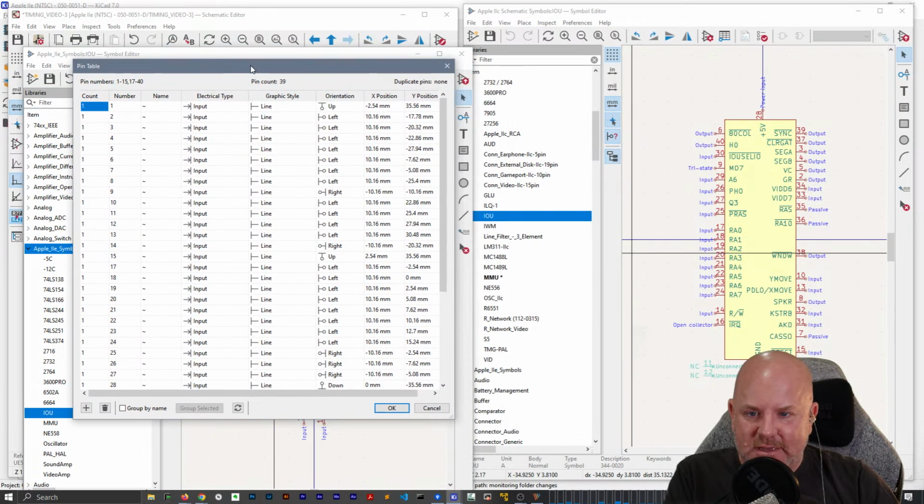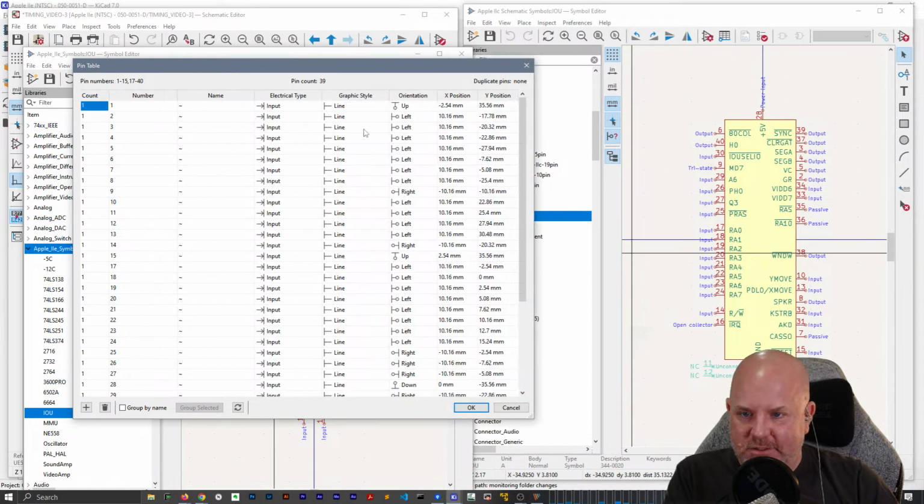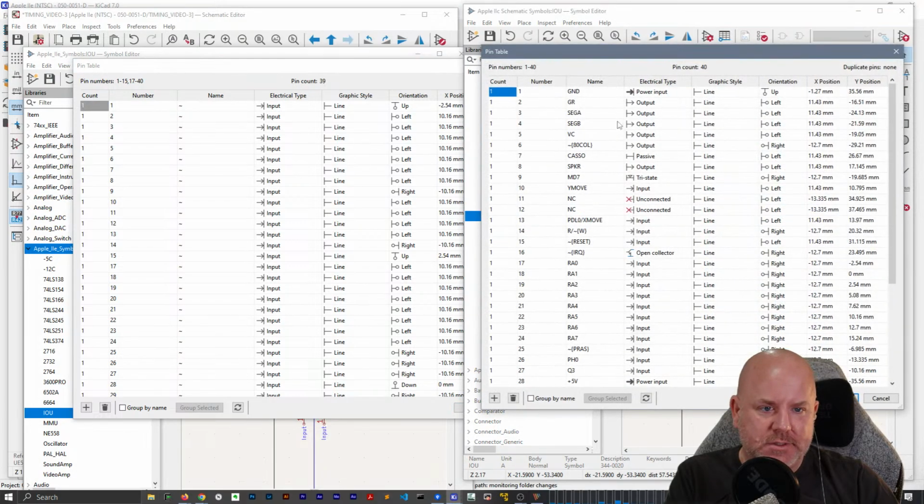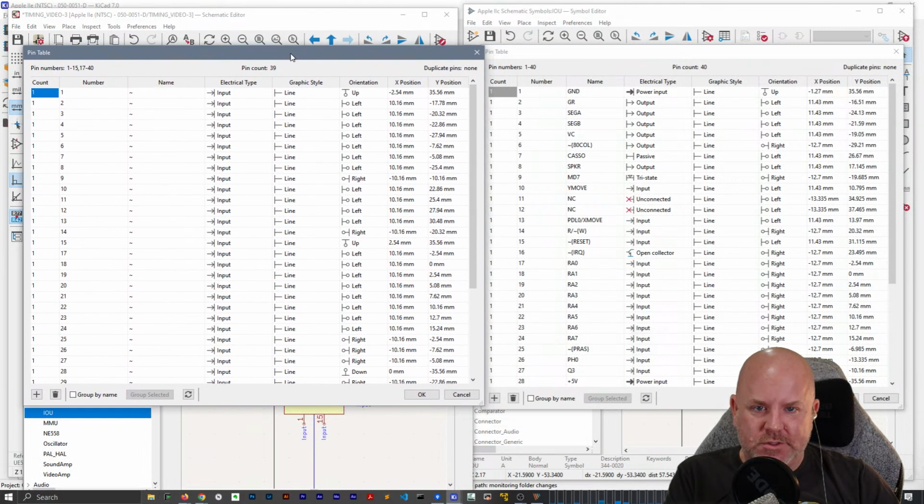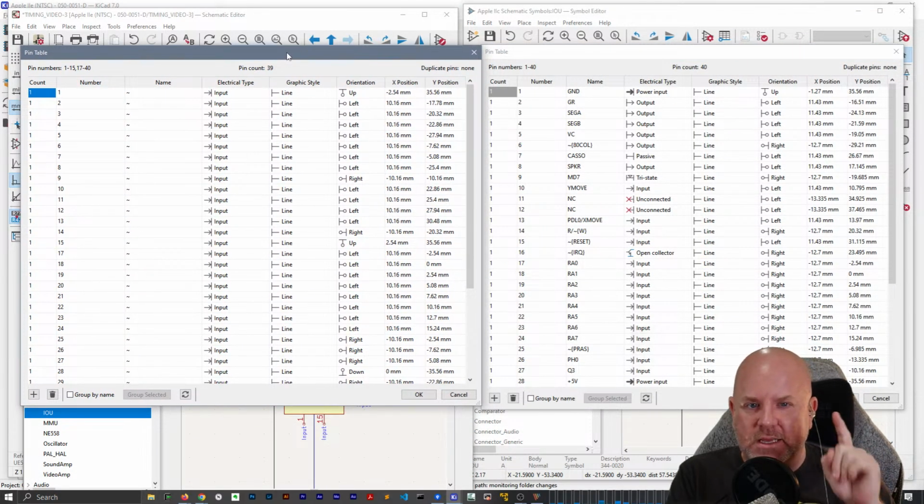I don't like this, but I'm not making the effort to change it. It's just fine the way it is. So we'll do the same thing. I'll just open up the pin table, because the pin numbers should match. Now the IOU is slightly different between the 2E and the 2C, but it's only one pin that's different, I think.